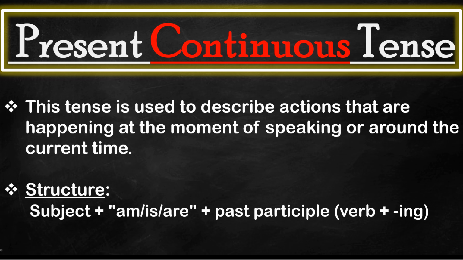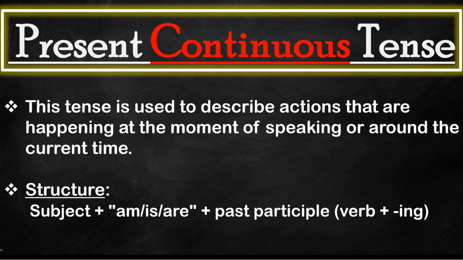Now let us move on to the next type, that is present continuous tense. Now this tense is used to describe actions that are happening at the moment of speaking or around the current time. It has started happening and it is still going on. That is present continuous tense. If I would go few days back and I would be describing the rover is still hovering around on the surface of the moon, right?